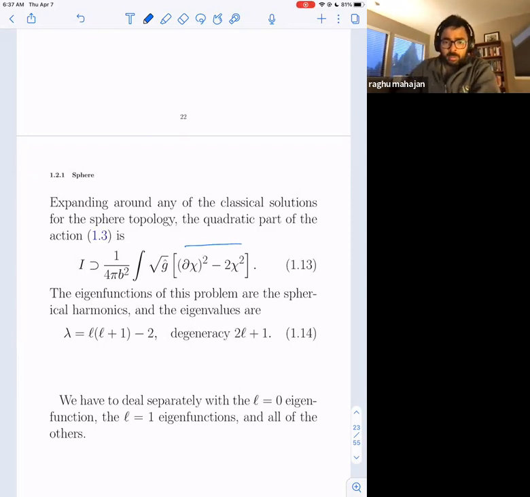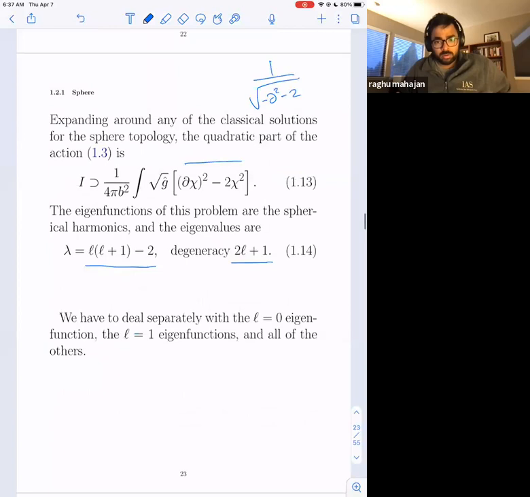Okay, the spectrum of this. How do we compute the determinant now? Essentially this path integral is a determinant, 1 over square root of minus del square minus 2. And we just know the eigenvalues. This is just the Laplacian on the sphere minus 2. So the eigenvalues are L(L plus 1) minus 2. They have a degeneracy 2L plus 1. Now notice that L equals 0 is a negative eigenvalue, and L equals 1 has 3 zero modes.